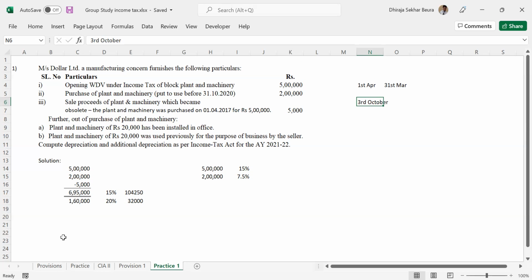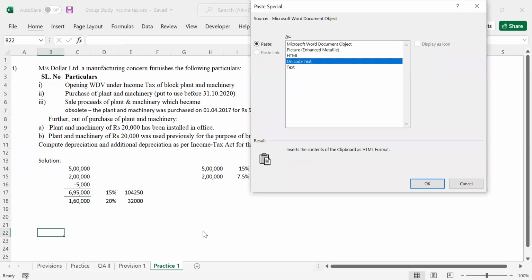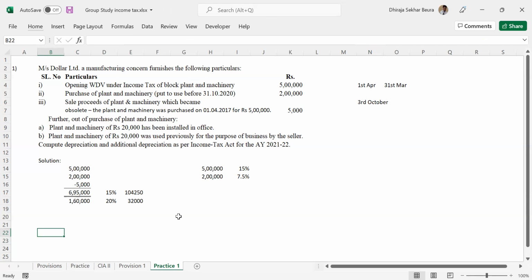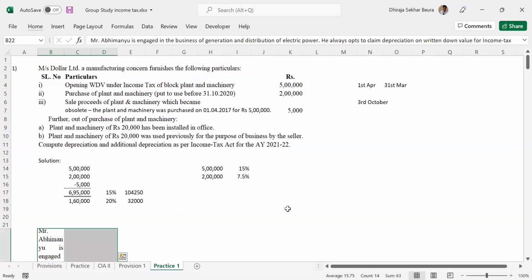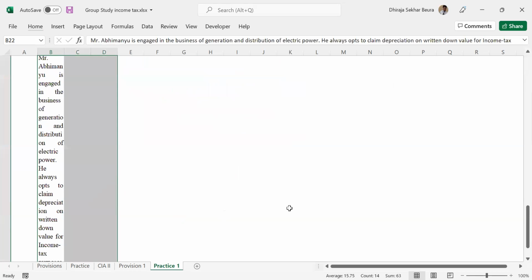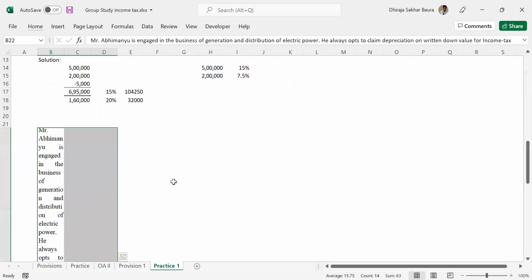Is it because 20,000 was used in the office and another 20,000 was previously used, so it goes to 160? Yes. And then since it's a new machinery, they charge 20% extra. So 1,60,000, 20% comes to 32,000, right? Yeah, perfect.